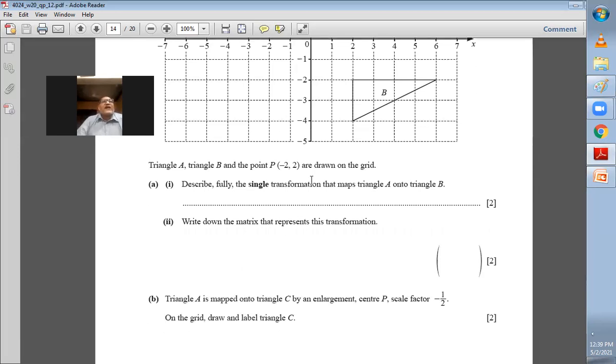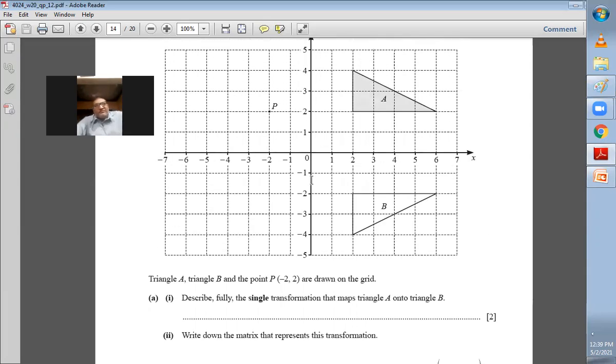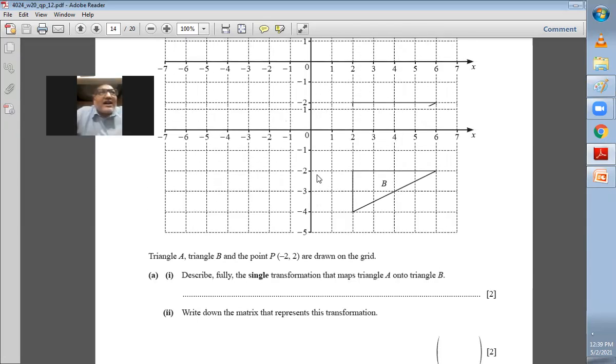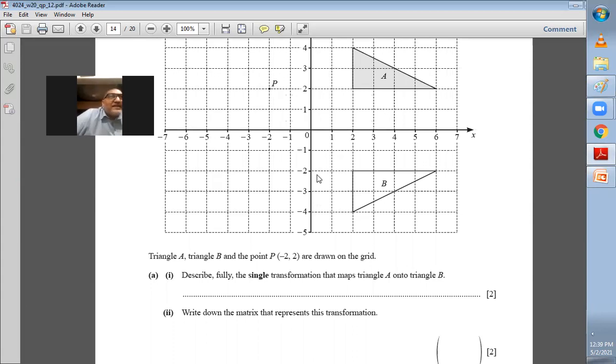The next question is: write down the matrix that represents this transformation. Write down the matrix that represents this transformation. You see, I know it's a 2-mark question. Try to understand, very important concept. This A figure is reflected and the image is B. Now I want the transformation matrix.